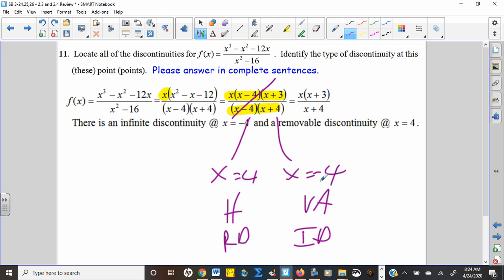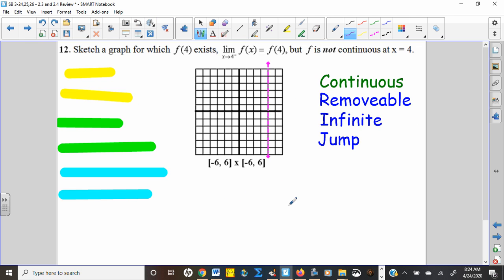Notice that holes and vertical asymptotes are not types of discontinuities. They cause types of discontinuities. Holes cause removable discontinuities. Vertical asymptotes cause infinite discontinuities. But the answer is right here in front of us, so I guess we don't need to worry about this one anymore. Last problem, number 12.